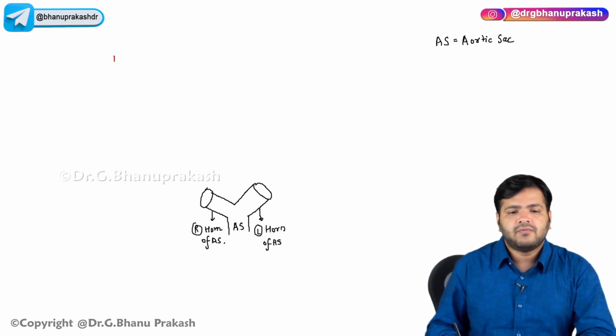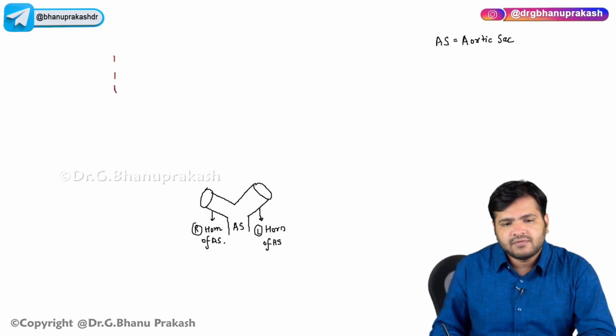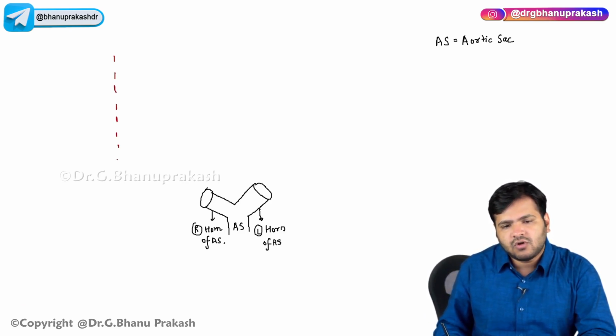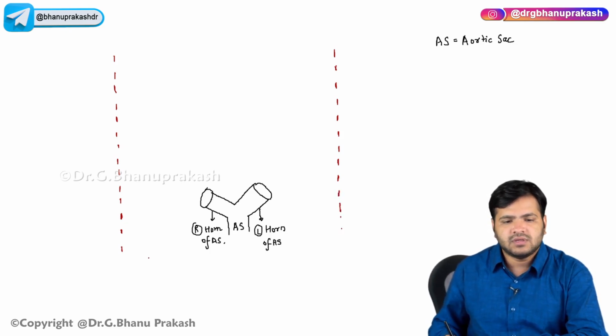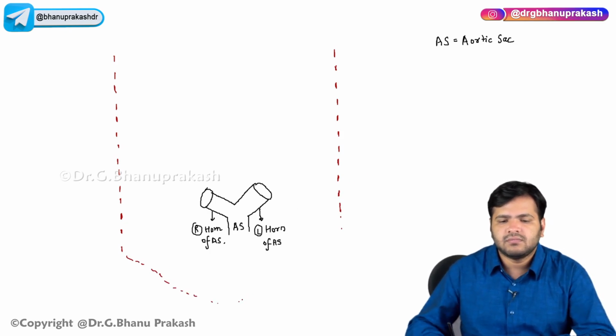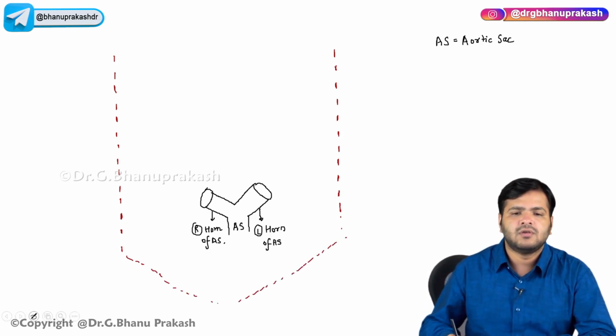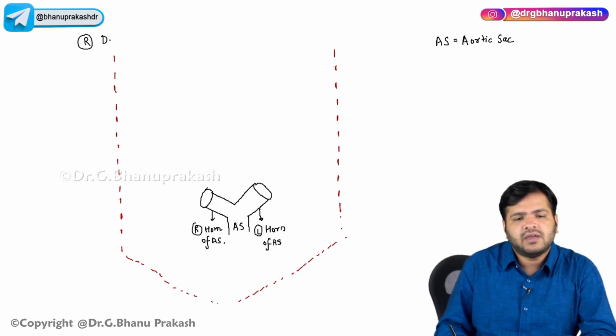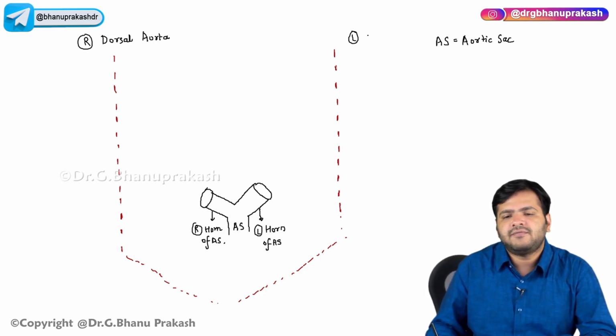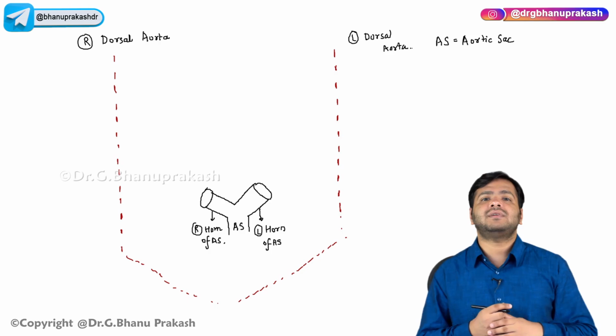Now you already know we have the right dorsal aorta. Try to draw this dotted. We have this right dorsal aorta, and correspondingly we have this left dorsal aorta. These dorsal aortas are basically meeting, like this. So let us label this. This is the right dorsal aorta. Initially we have two aortas, the right dorsal aorta and the left dorsal aorta.